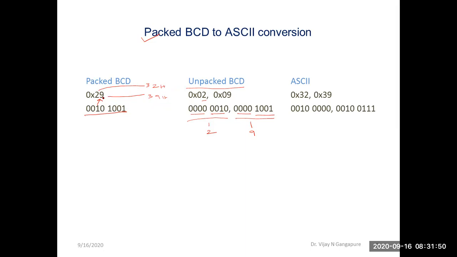So first we have to separate these two BCD numbers into unpacked BCD numbers, like 0x02 and 0x09. Then this 0x02 should be converted to its ASCII code, that is 0x32, and then we convert 0x09 to its ASCII code, that is 0x39. That is the objective. Ultimately in the end we should get these two numbers, 0x32 and 0x39, which are the ASCII codes for 2 and 9 in this packed BCD number. So that is the objective.